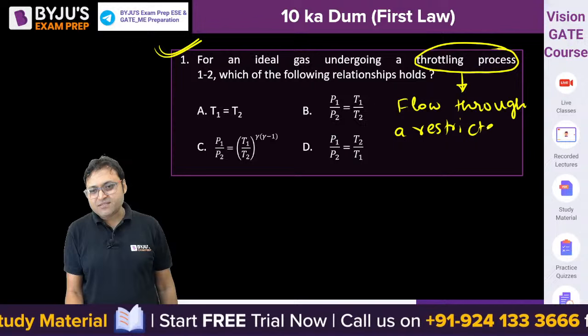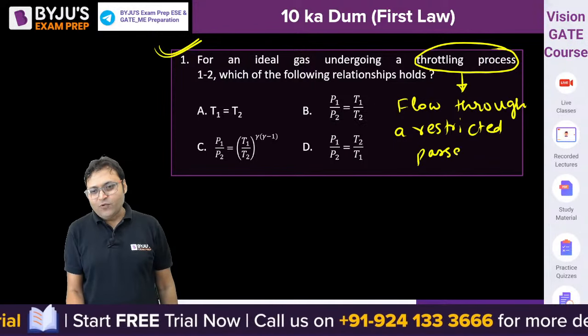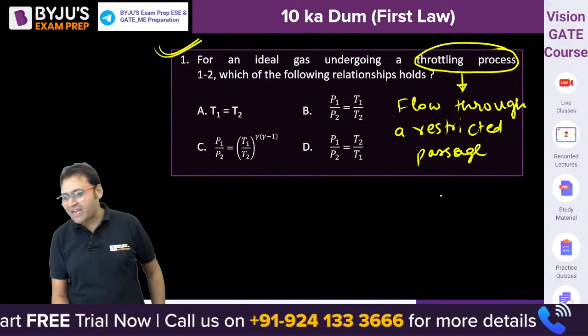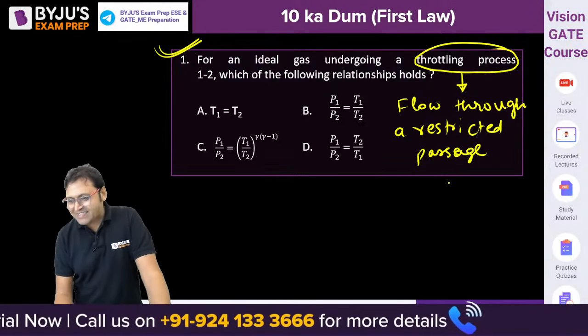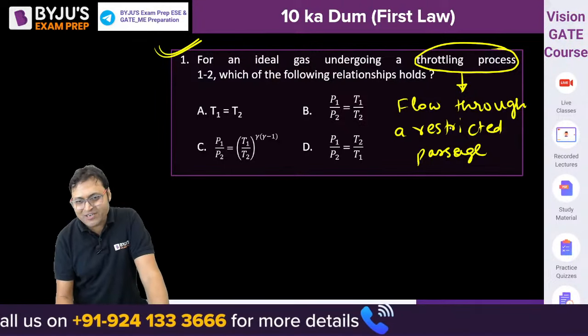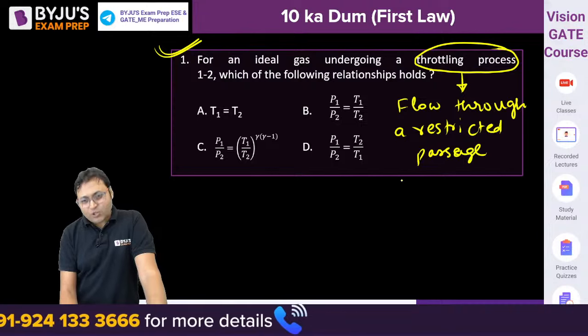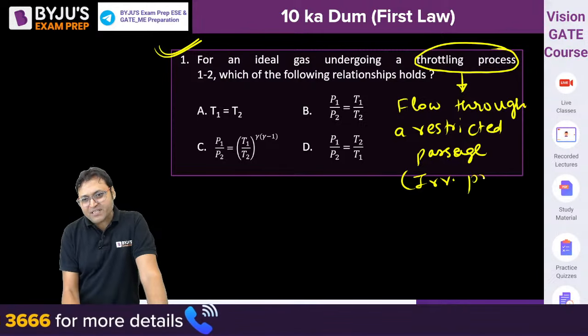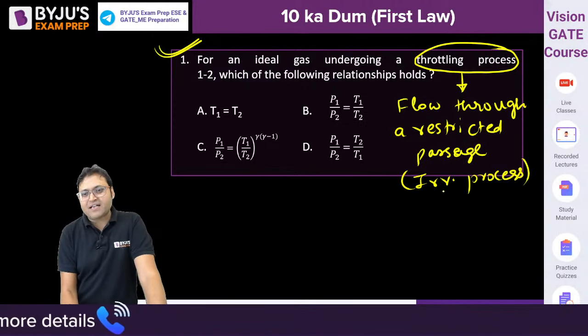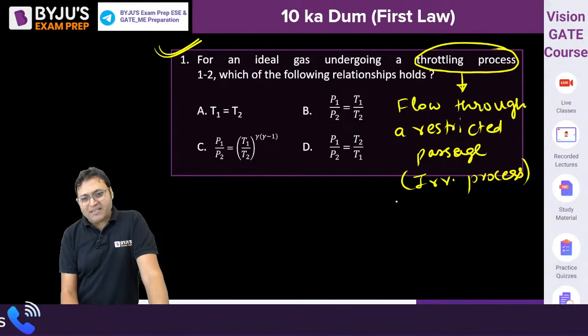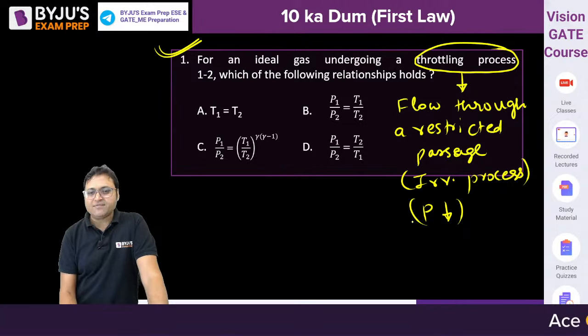Restricted passage. Flow through a restricted passage is called throttling. Yes, well done, Ram Yadav, good. Flow through a restricted passage, throttling, is an irreversible process. It is very fast. Flow through a restricted passage, and the pressure always decreases in throttling, isn't it?